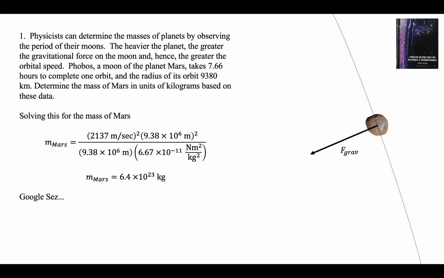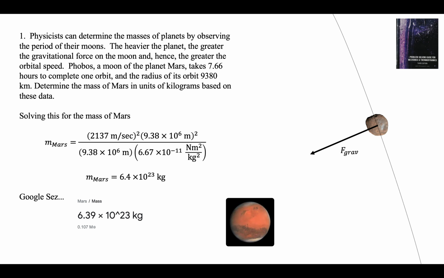I had to look that up on Google. Google says 6.39 times 10 to the 23rd, and that is good enough for me. That's problem 1.